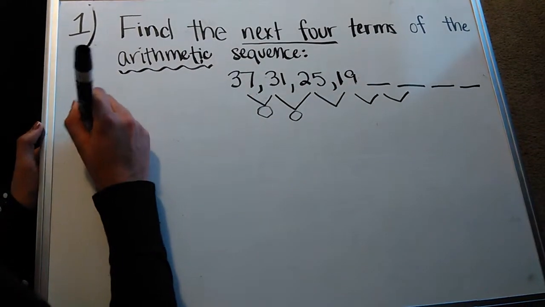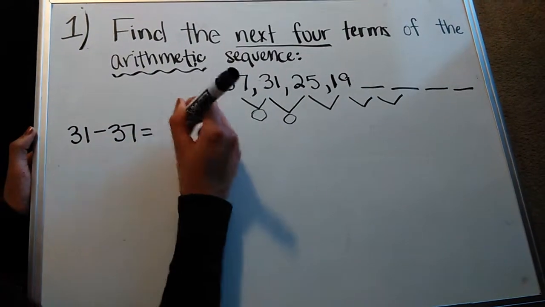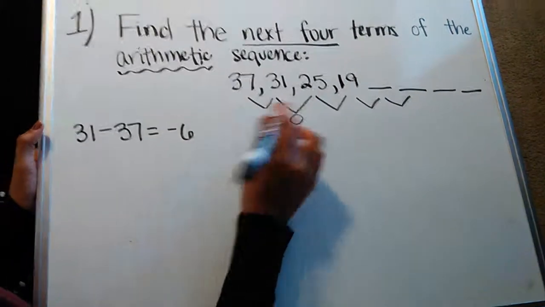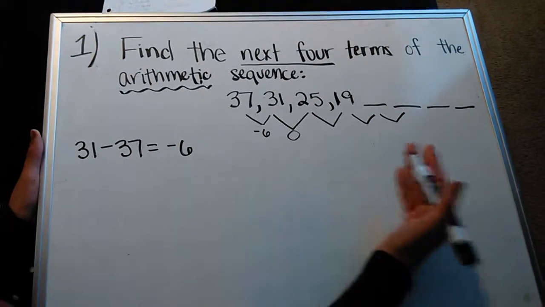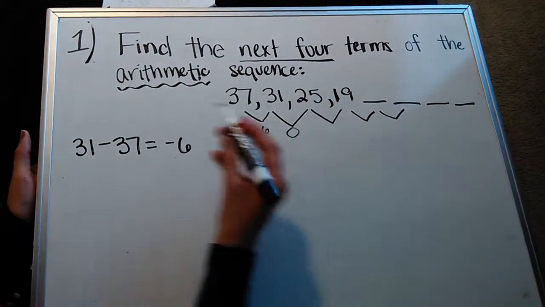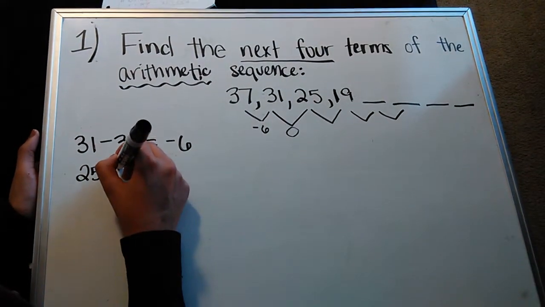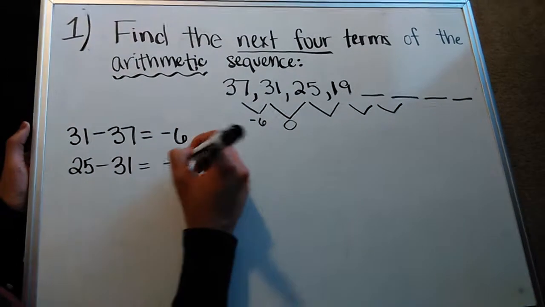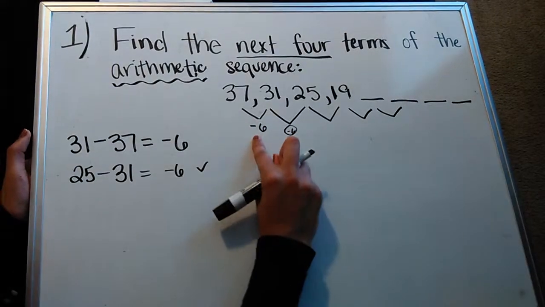So we're going to take 31 and subtract 37 from it, and we're going to get -6. So that is our supposed d right now. However, we have to check it one more time just to make sure that this is the consistent number that we are subtracting each time. So we take 25 and subtract 31 from it, and we get -6. So this is our confirmed d. This is how we're getting from one term to the next.